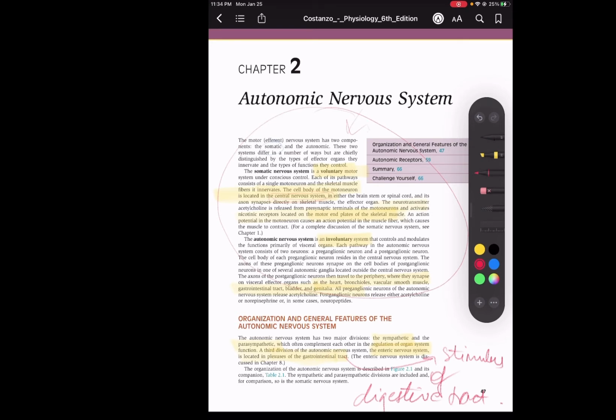The neurotransmitter acetylcholine is released from presynaptic terminals of the motor neurons and activates nicotinic receptors located on the motor end plates of the skeletal muscle. This I'll tell you later.